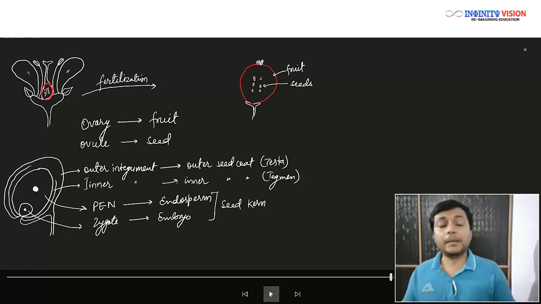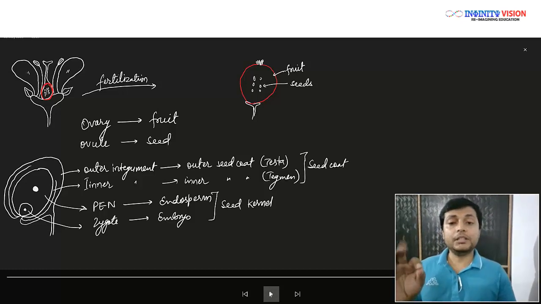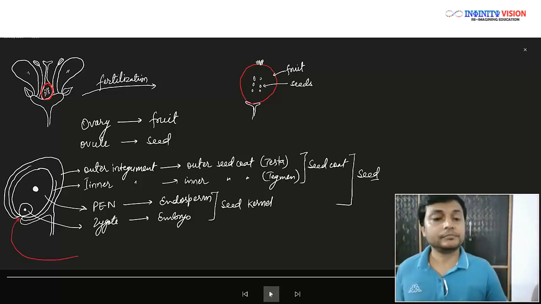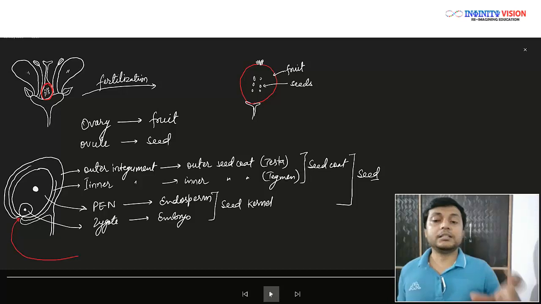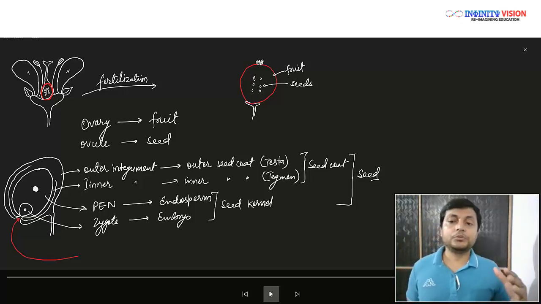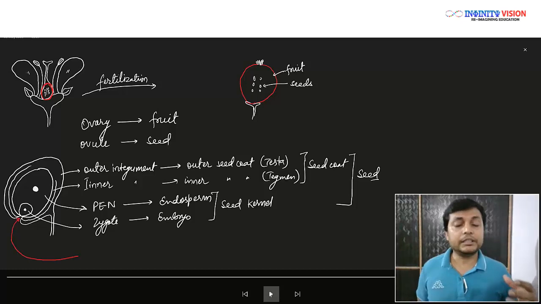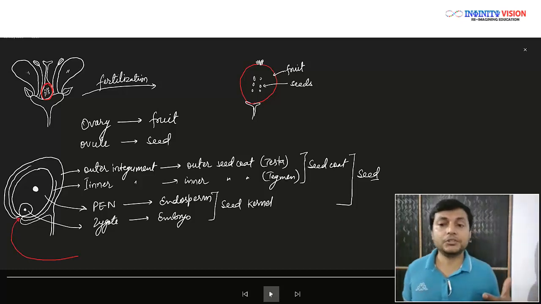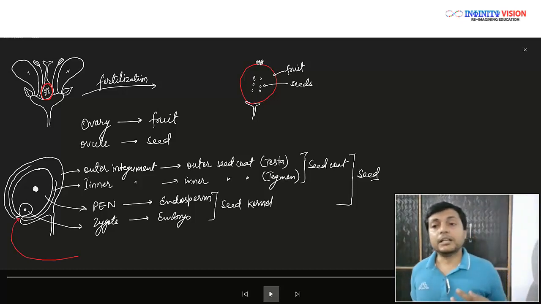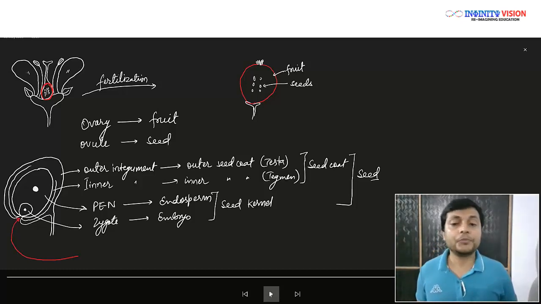Now, endosperm and embryo both unitedly form seed kernel, whereas the outer and inner seed coat, that is testa and tegmen, fuse to form seed coat. Okay, and the seed coat and seed kernel both together form seed. Okay, great. So now you can see how the different components of ovule are transformed after fertilization to become seed, as well as how the ovary transformed into a fruit.